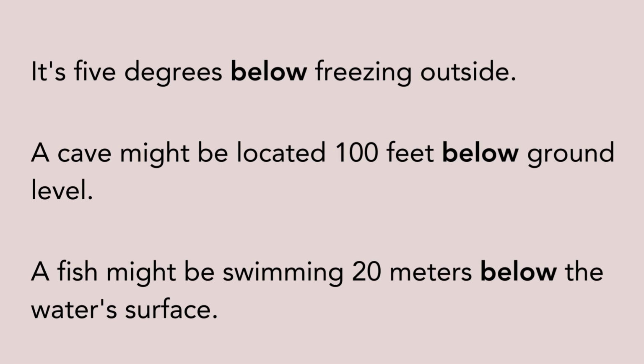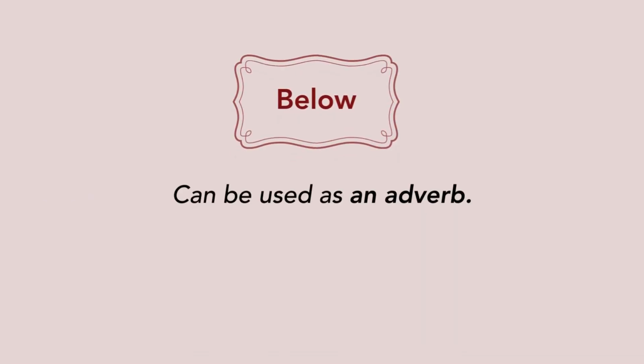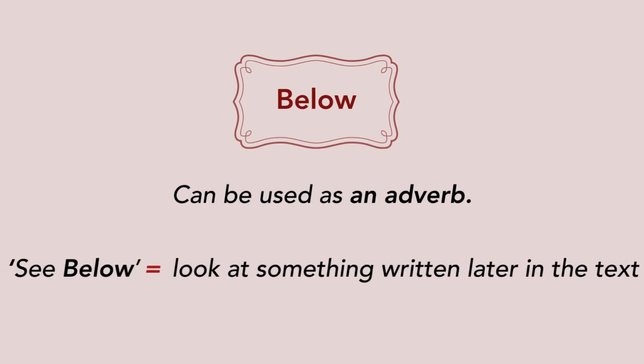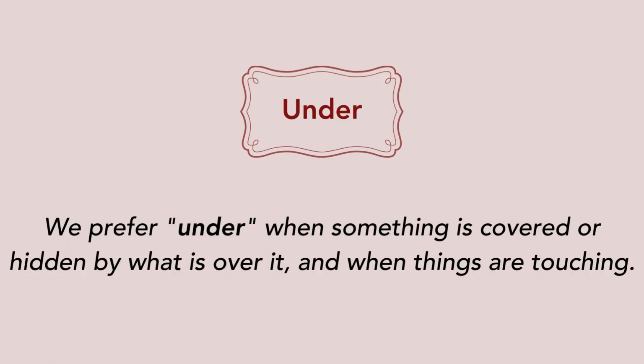Below can be used as an adverb. For example, in a book or a paper, see below means look at something written later in the text. In the phrase, see below, the word below functions as an adverb. It indicates the location of something written later in the text, serving to direct the reader's attention to that specific location.